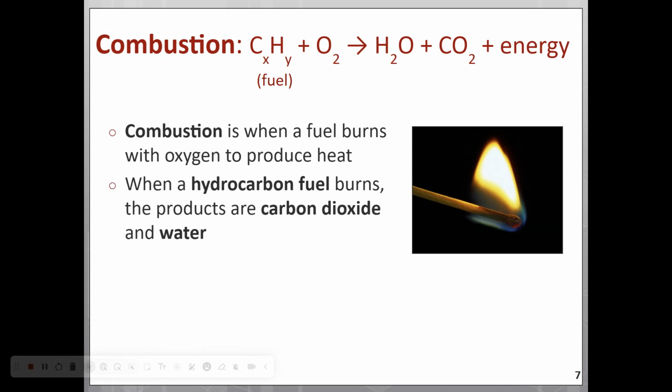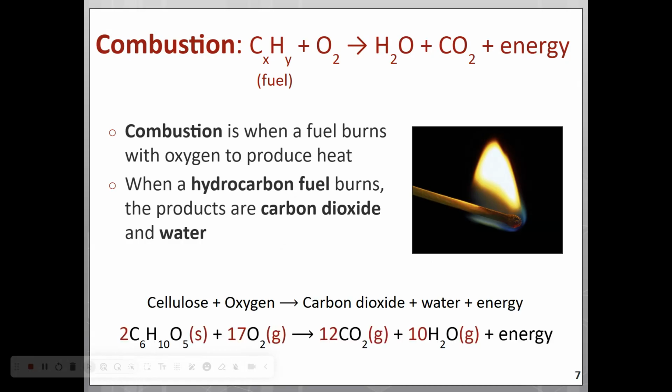So CO2, I think we're familiar with that being released by fires, and it actually will put out fires, and water as well. For example, cellulose is a hydrocarbon, C6H10O5. If we have a couple of those molecules plus 17 oxygen molecules, this will release 12 carbon dioxide molecules, 10 water vapor molecules, and some heat energy.